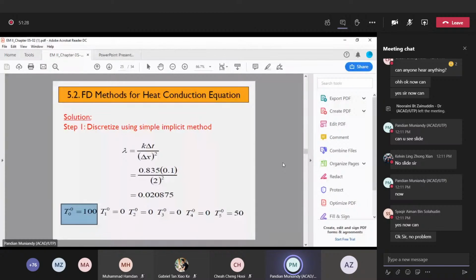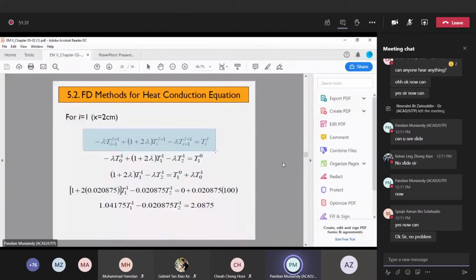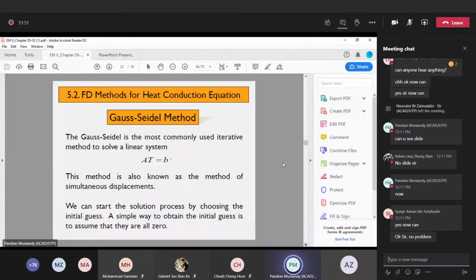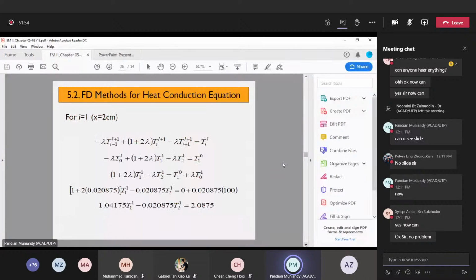This equation, T superscript L plus 1 on the left hand side. You get this equation from where? From the previous system which we created here. You see, L plus 1 on the left hand side, T superscript L on the right hand side. This equation will be given. You no need to memorize. So what you do, you just take that equation, put it here, and then substitute all the values. Minus lambda. L here is 0.